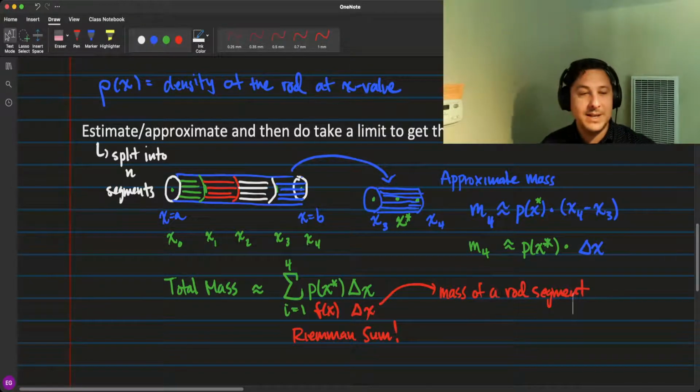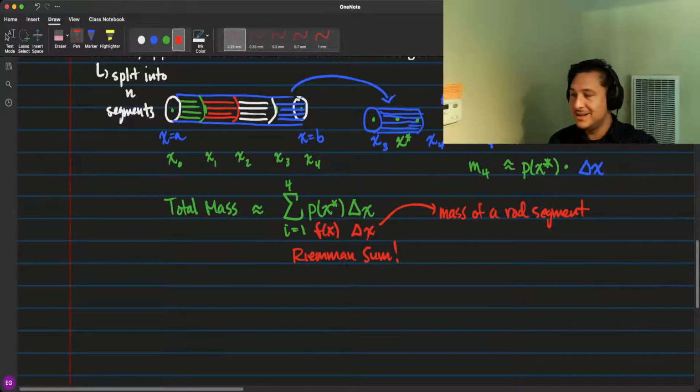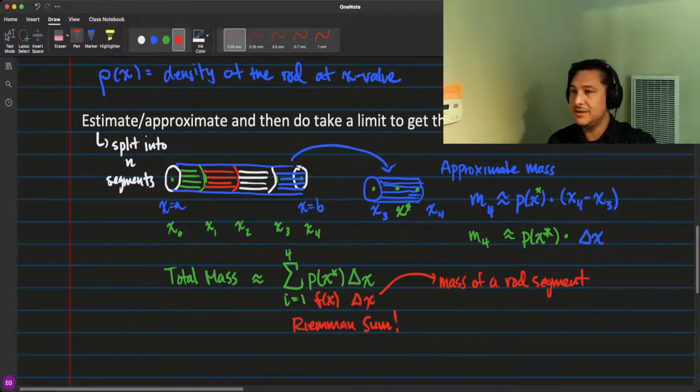So how will we end up getting the actual mass? This is just an approximation. So what will the actual mass be? What do we always end up doing? Yeah, we take the limit.